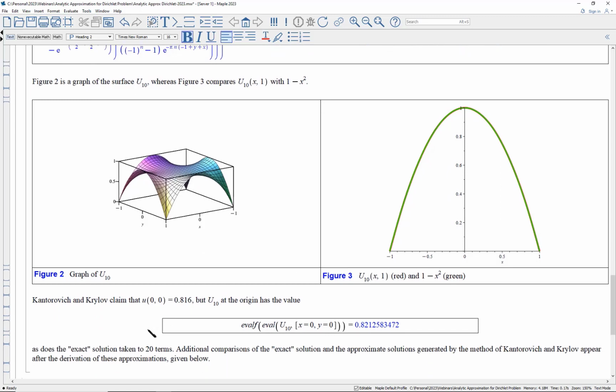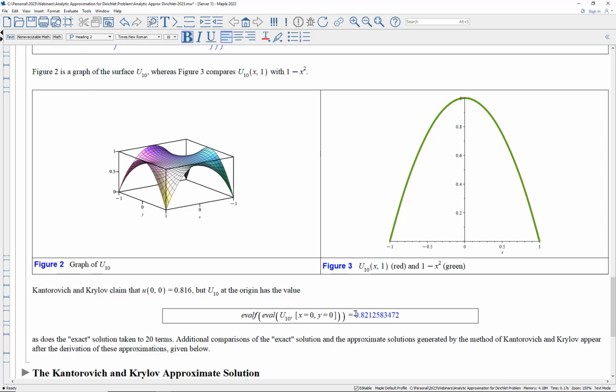Now, Kantorovich and Krylov in their book claim that at the origin, that would be right here, the solution should be 0.816. Now, if I evaluate U10 at the origin, I get 0.821. So there is now the question of how exact was the computation that Kantorovich and Krylov were able to do using a pencil and paper.